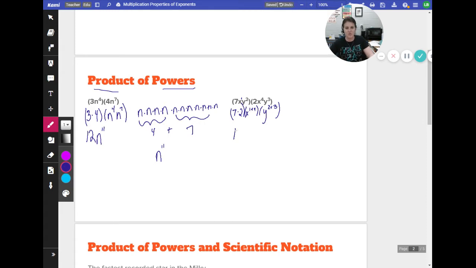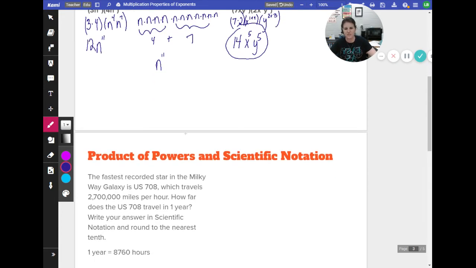So 7 times 2 is 14. x to the first times x to the 4th is nothing more than x to the 5th. y to the second times y to the 3rd is y to the 5th. So my product is 14x to the 5th times y to the 5th.